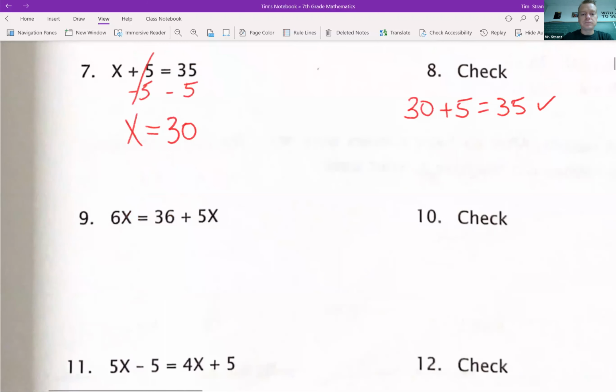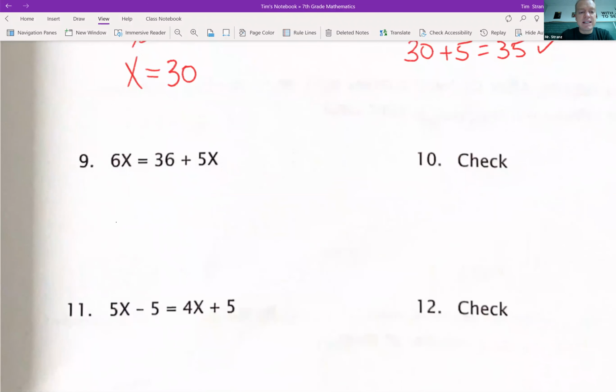All right, next one. In this one, we have 6x equals 36 plus 5x. I need to get x by itself. Notice on this one, I have x on both sides of the equation. So what am I going to do? First thing I'm going to do is get rid of x on the right side of the equation because I don't need it on that side. In order to do that, I have a positive 5x. I'm going to subtract that 5x. Positive 5x minus 5x is going to equal 0, so those cancel out.